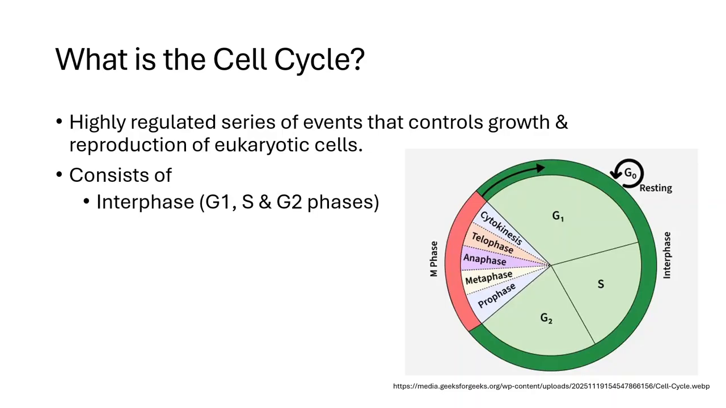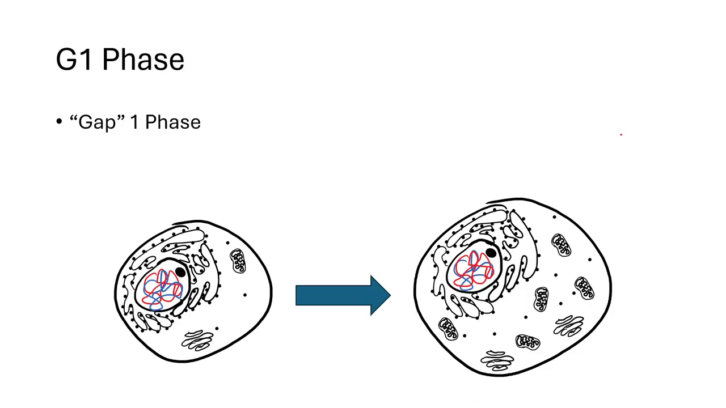It consists of interphase, which is where a cell is going to spend most of its lifespan. Interphase consists of G1, S, and G2, which we'll talk about in a moment. Then there is mitosis, followed by cytokinesis. You see a nice diagram of the cell cycle here, including something that we'll talk about, which is G0.